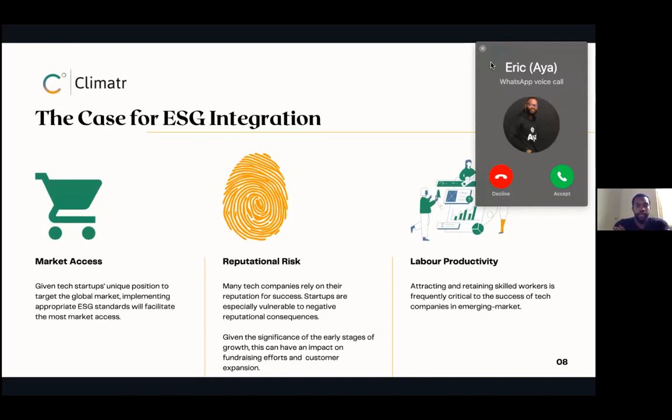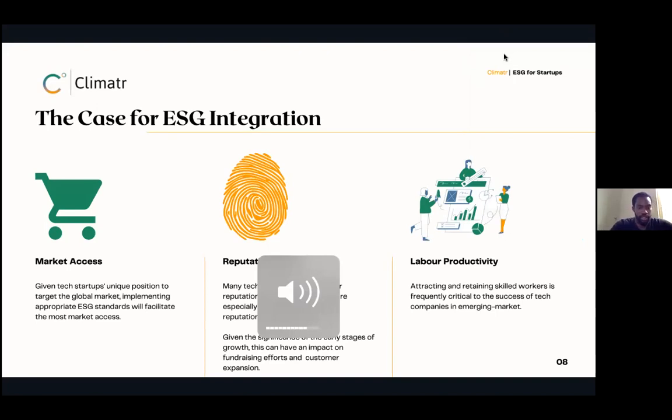So another important reason why ESG integration matters is market access. For example, tech startups are always in a unique position to target global markets, and having strong ESG principles and foundations really helps facilitate market access. So what does this mean? Let's say you're an African startup right now, or you might find yourself in any part of the world operating as a business, you're offering a global product, and you're looking to bring that into, let's say, the European market or the US market.